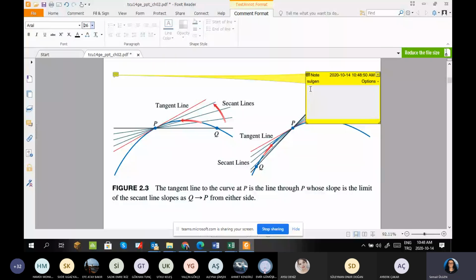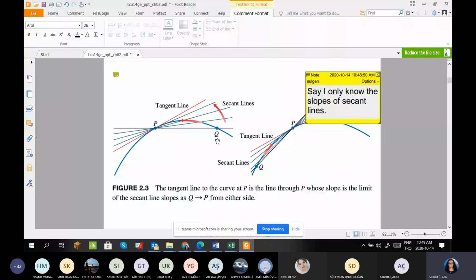Okay, say I only know how to calculate the slopes of secant lines. These secant lines are the lines written here.